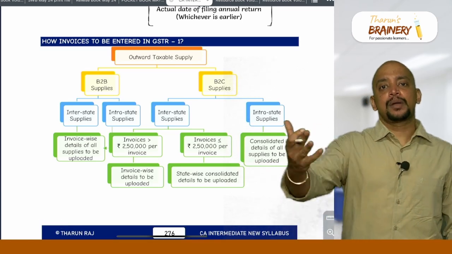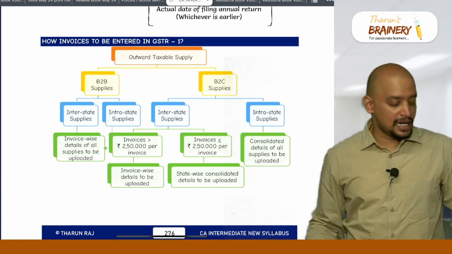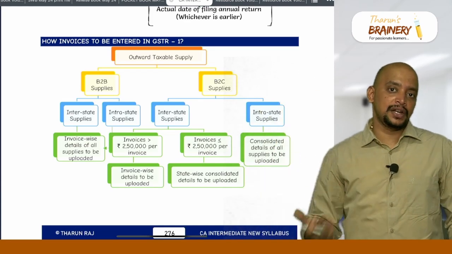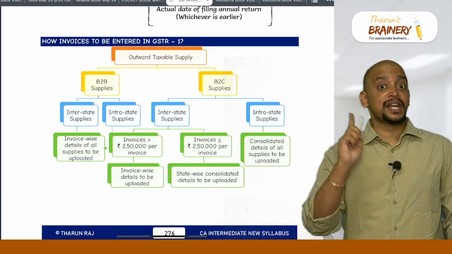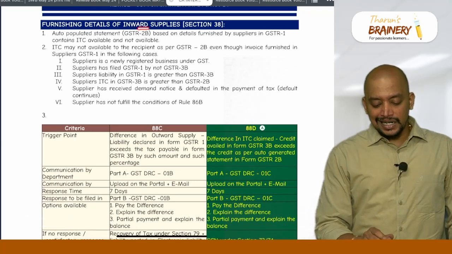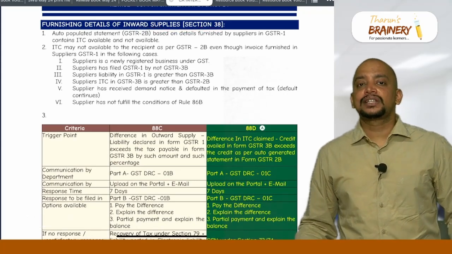How much sales to Tamil Nadu, how much sales to Karnataka, how much sales to Maharashtra, like that. So state-wise consolidation details we need to do. That 2,50,000 is per invoice. Okay. Then next, furnishing the details of inward supplies, section 38.